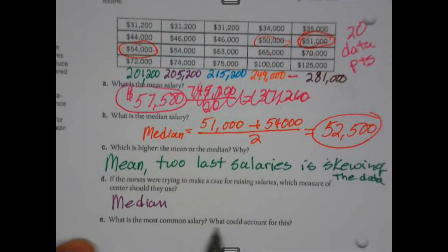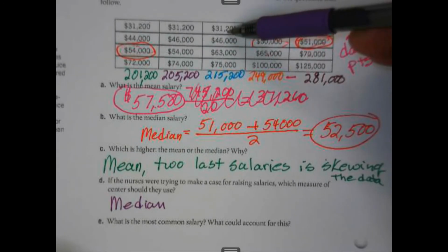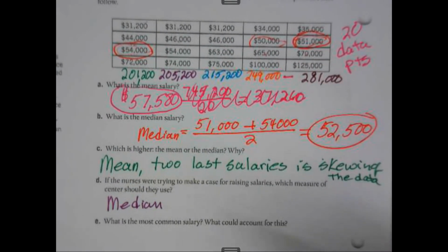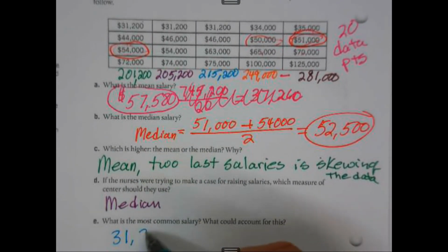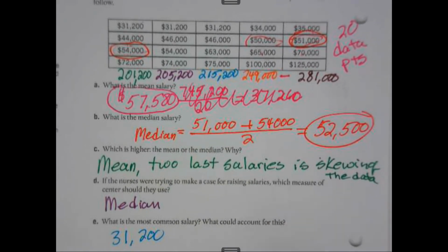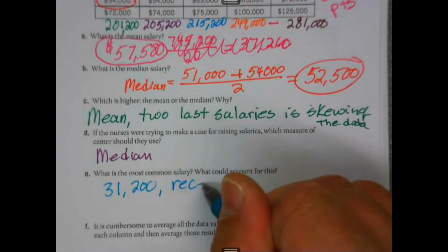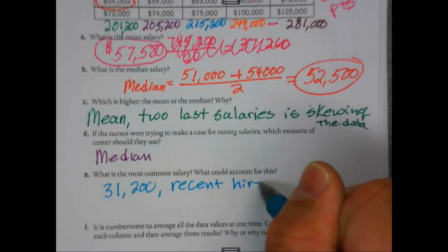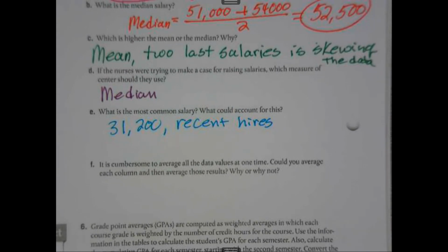What is the most common salary? What could account for this? So the most common salary here, it definitely is the mode, which is 31,200. What could account for this? It could be relatively recent hires. There's a number of recent hires. I'm just going to leave it at that for now because I'm going to get myself in trouble.